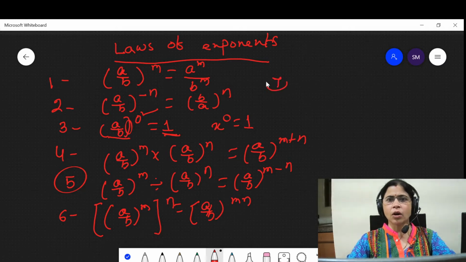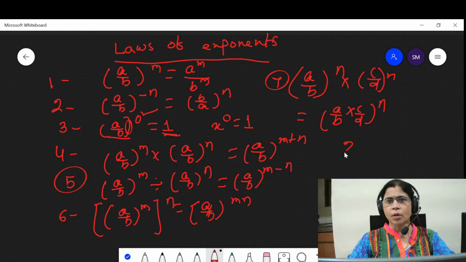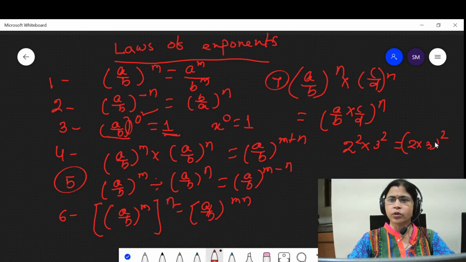Then the seventh law says (a/b) to the power n into (c/d) to the power n. Here the bases are different but the exponents are the same. In this case, it is equal to ((a/b) into (c/d)) to the power n. Take an example. Suppose 2 square into 3 square is equal to (2 into 3) whole square, which is equal to 6 square. Okay.